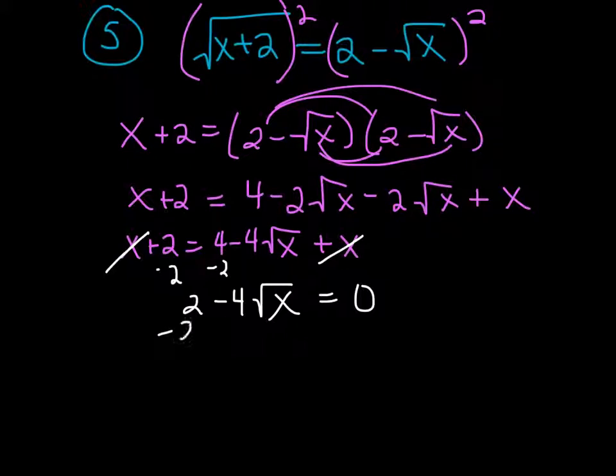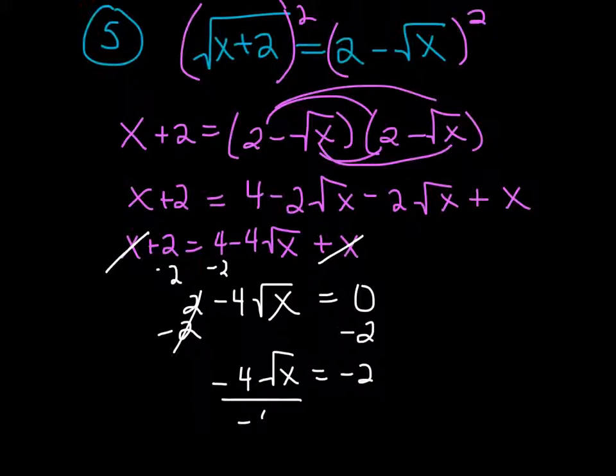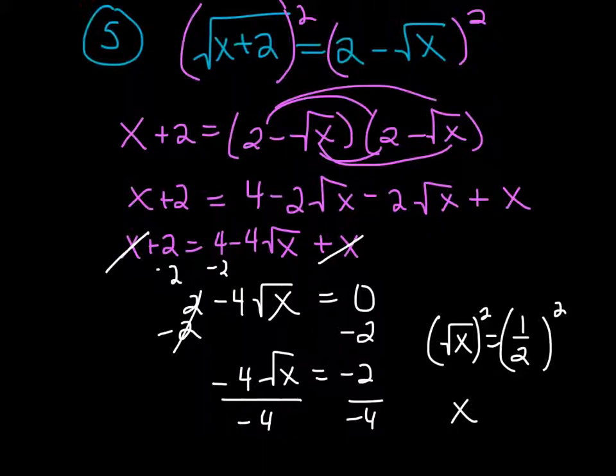So I'm going to subtract 2 on both sides because I'm trying to isolate this other radical now. Divide by negative 4. So I have square root of x equals positive 2 over 4, positive 1/2. Now that this radical is isolated, I have to square both sides, and I get x equals 1/4.